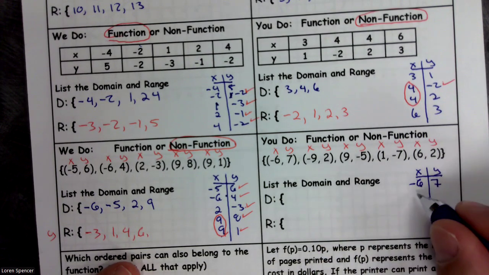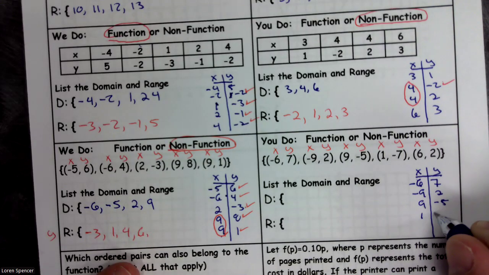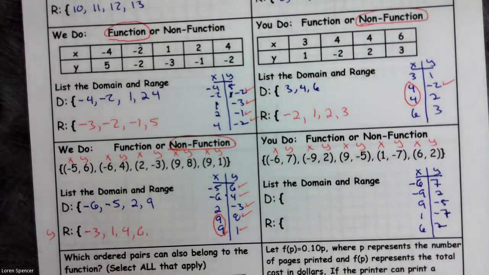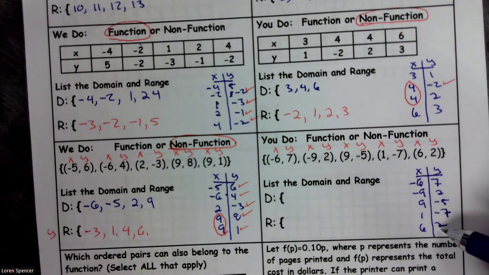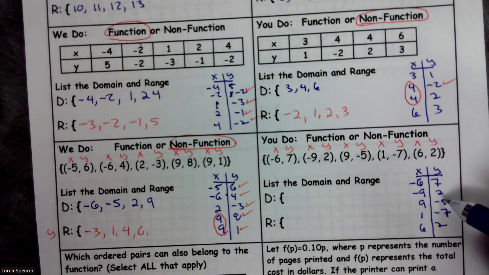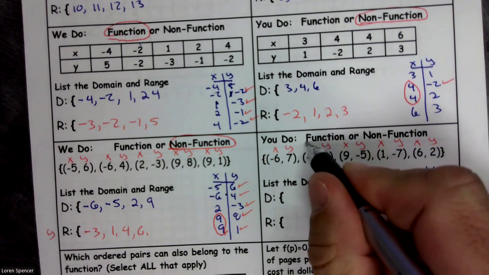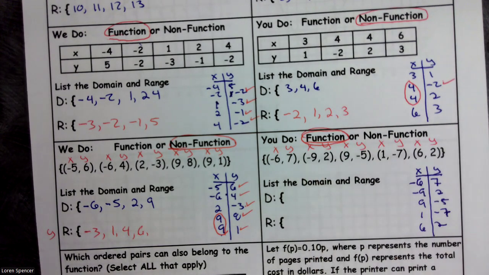So -6, 7, -9, 2, 9, -5, 1, -7, and 6, 2. All right, when I look at this, I don't see any X's that repeat. On the Y side, on the range, I see 2's repeat, but that's okay for Y's to repeat. No X's repeat. Because no X's repeat, this is a function. All right, so this is going to be a function.